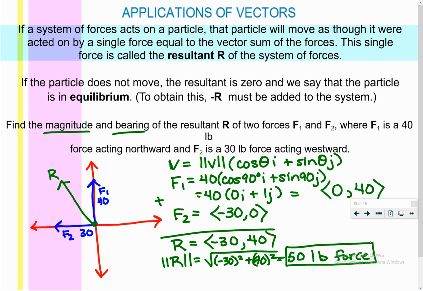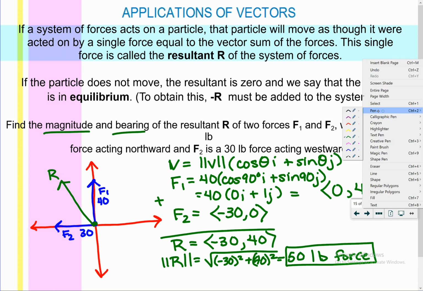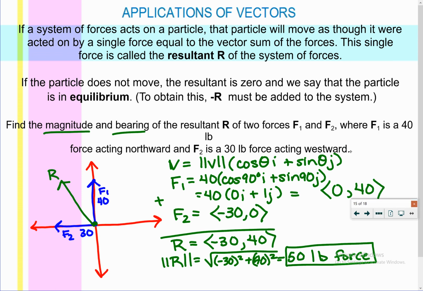As far as a bearing goes, a bearing is different than a direction angle. Can you guys tell me, is the resultant moving what direction? North, south, east, west, or a combination of the two? Okay, it's moving north, west, for sure. You can see that in the picture. We just need to figure out how far northwest. When we say northwest, it means from the north to the west. That's the angle that you're calculating right there.